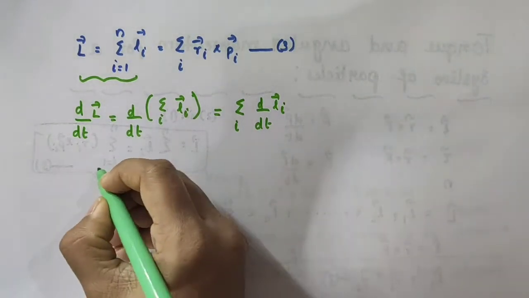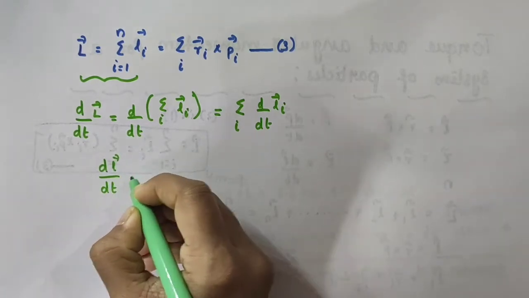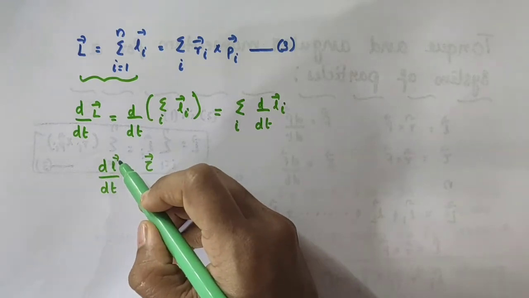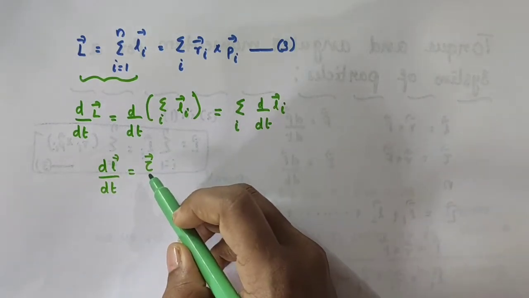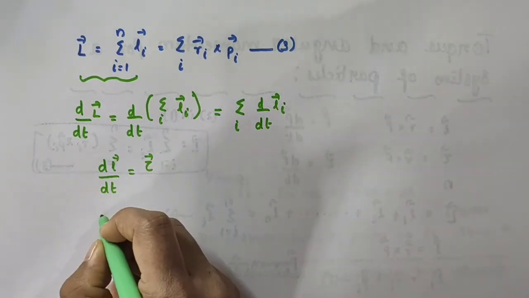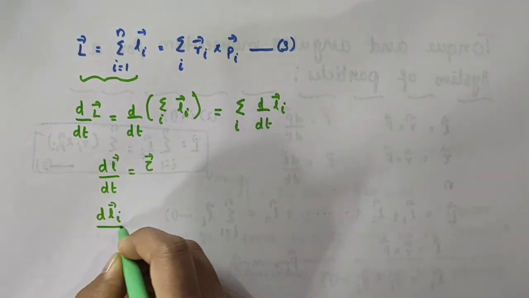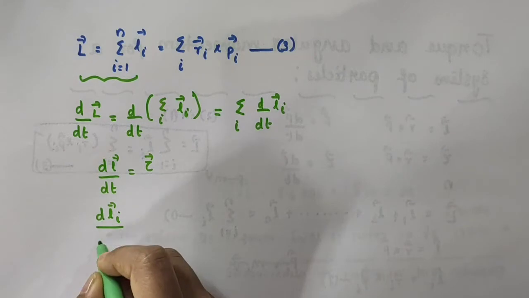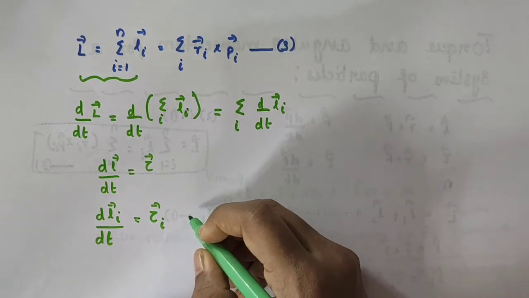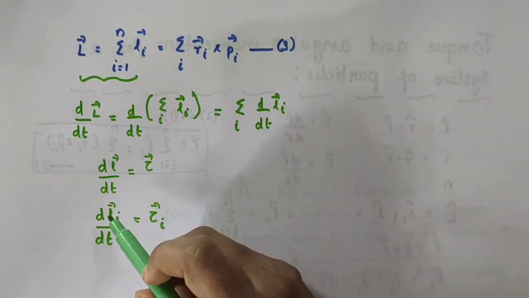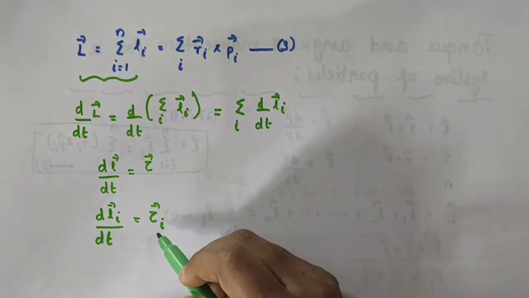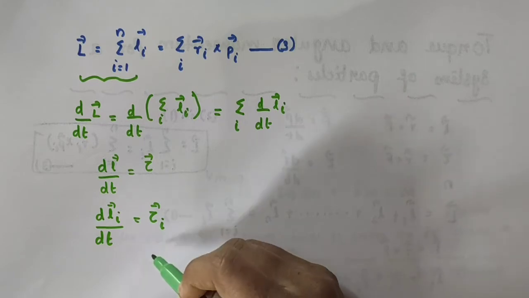Now, for a single particle, we know that d vector L divided by dt is equal to torque. The rate of change of angular momentum is equal to the torque acting on the particle. So, for the ith particle, d vector Li divided by dt can be written as vector tau i. That is the rate of change of angular momentum of the ith particle, which can be taken as vector tau i, the torque acting on the ith particle.